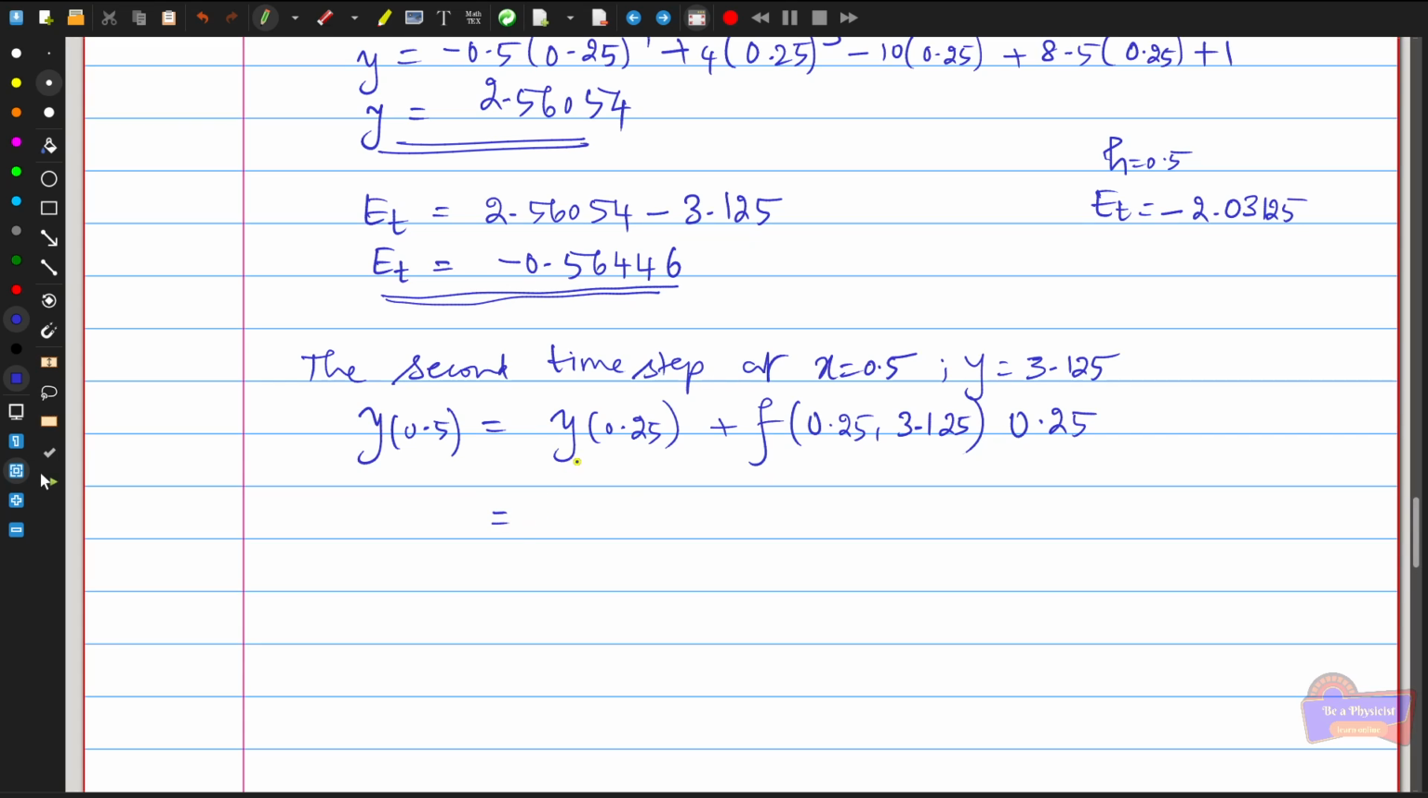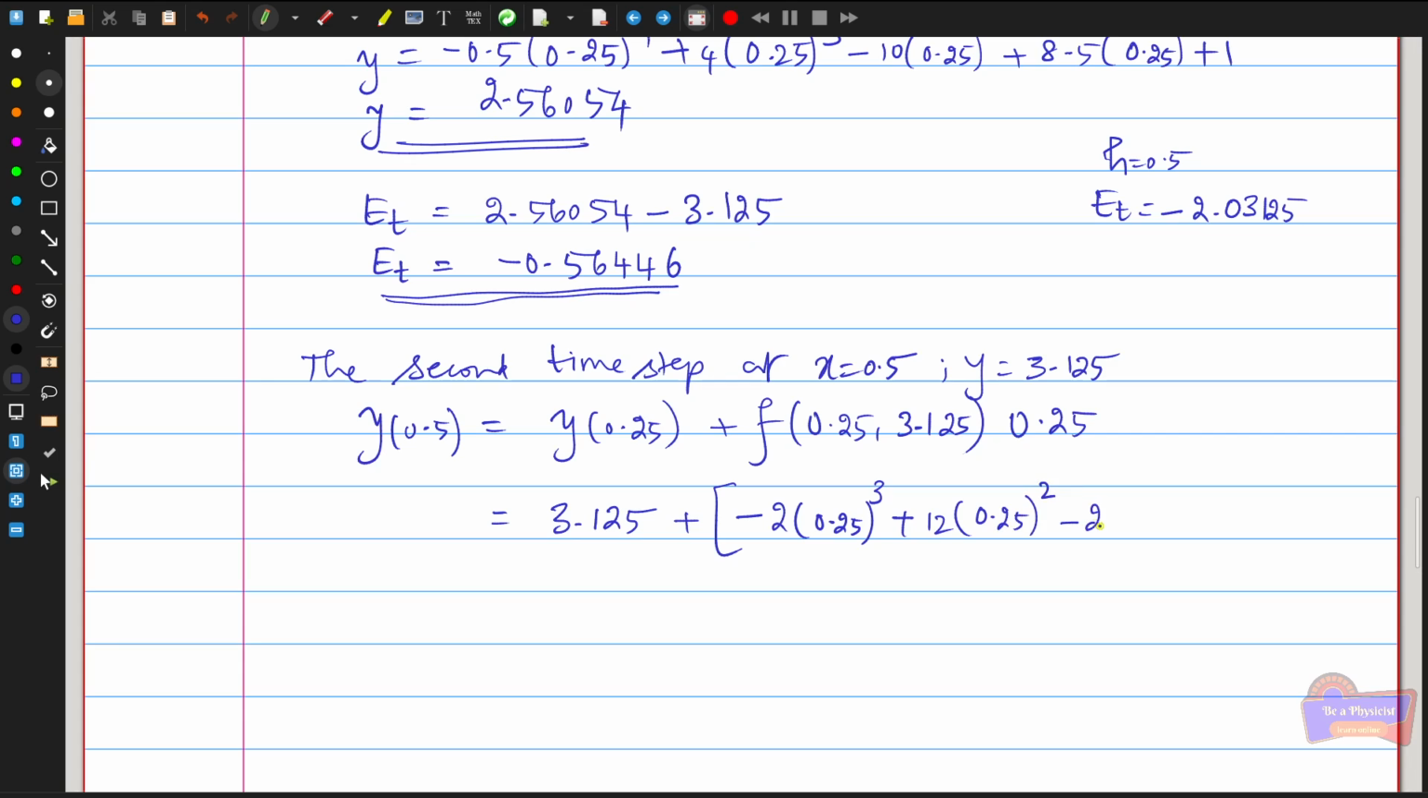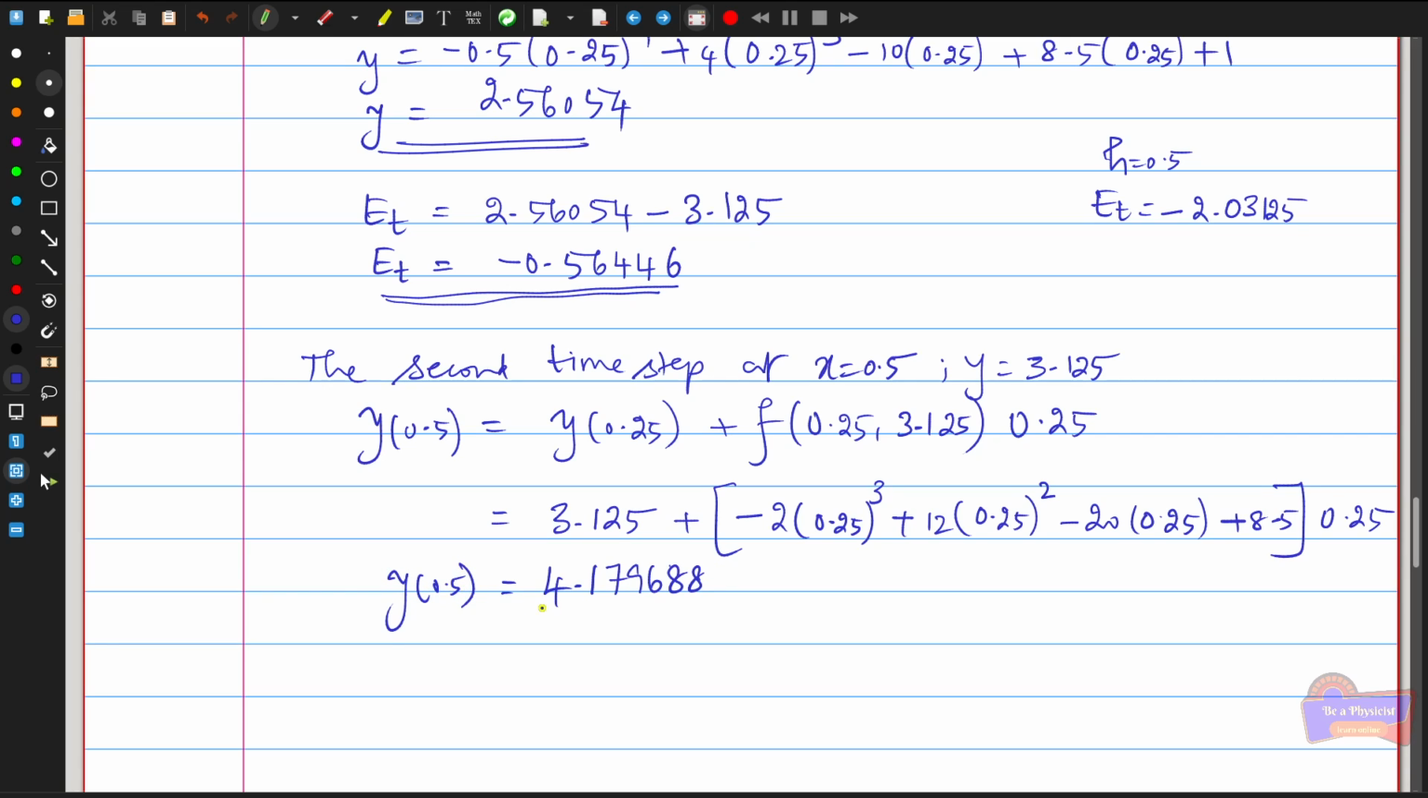You can just substitute this value: 3.125 plus minus 2 times 0.25 cubed plus 12 times 0.25 squared minus 20 times 0.25 plus 8.5. This slope is multiplied by 0.25. So the value is 4.1796688. That is my y of 0.5 value.